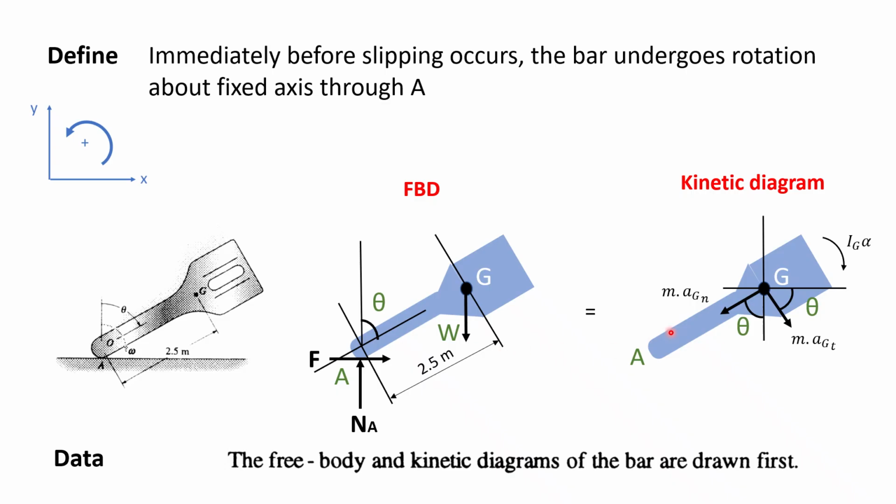Now the kinetic diagram, once again: the acceleration at that point is going to be divided into two components, the normal and the tangential. We consider that we have a bar or link from the point A to the point G, and these two components of the acceleration will be used to find the forces, and then we can calculate the moment around the point A. The other parameter we have is the mass moment of inertia around the point G multiplied by the value of alpha, which is going to cause a moment around the point A in the clockwise direction in this scenario.